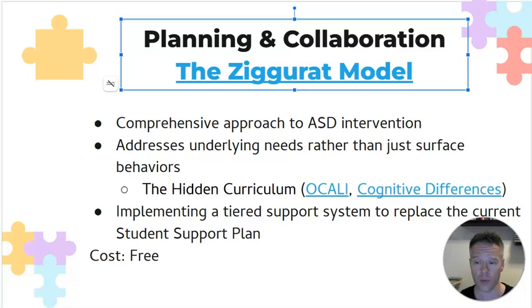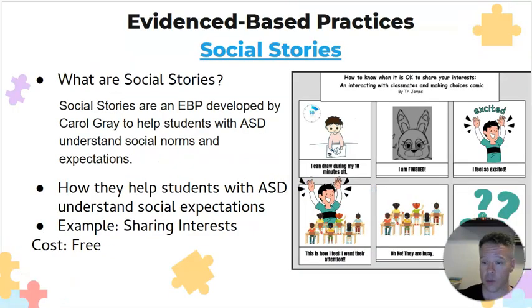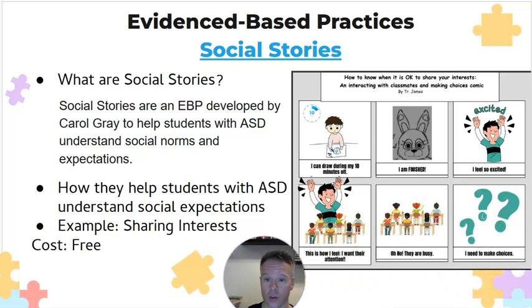So moving forward with the Ziggurat model in our school, what are some evidence-based practices that we could start to be using right away? So some tools from this toolkit, if you will, are evidence-based practices. And the first one that we're going to be looking at is social stories. Again, everything that's highlighted in blue, those are all links to modules that would give more information, or resources that give more information about our evidence-based practices.